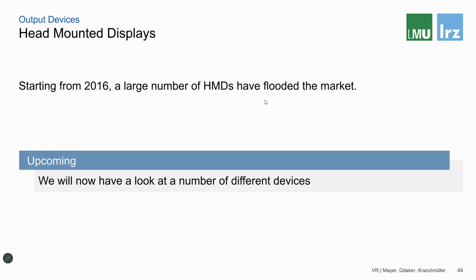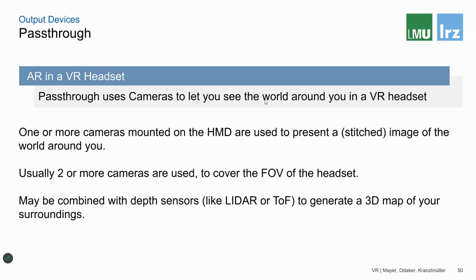But before we talk about the devices themselves, we want to talk about two concepts that have become quite popular over the last few years and that are quite common with some standalone devices nowadays. The first one is pass-through. What is pass-through? This is something that came up originally with the Quest 1, which started it a lot, the Quest 2 improved it, and it is now a hype with the Quest 3.